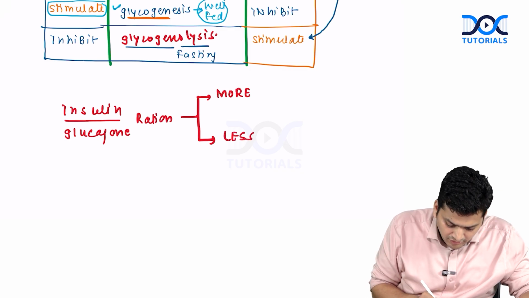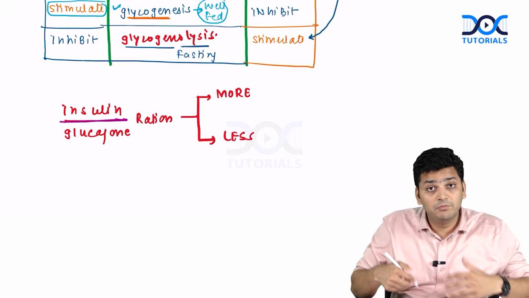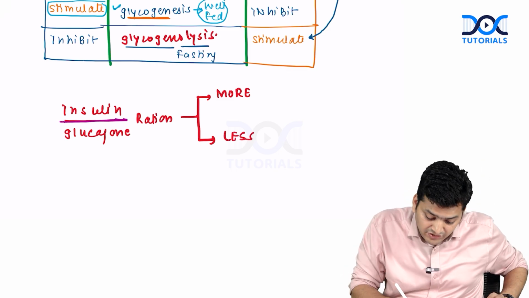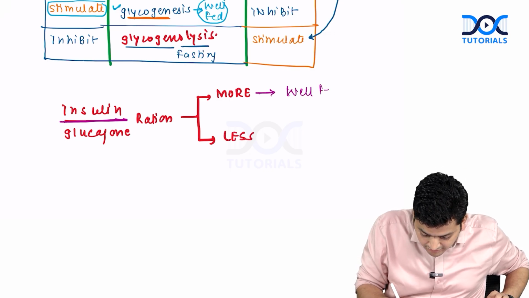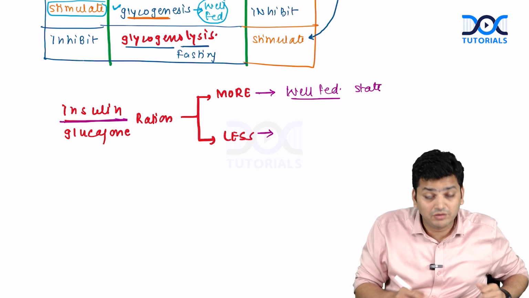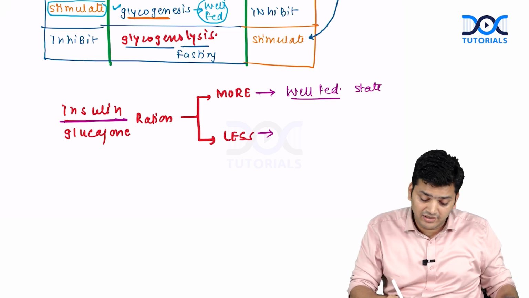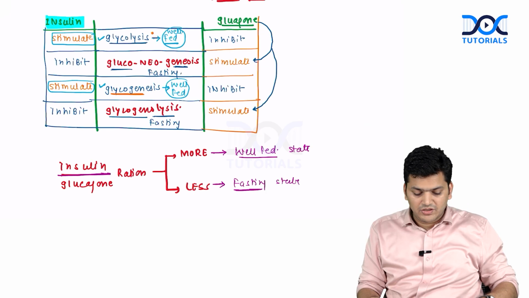That will depend on the amount of the insulin. Can you tell me that? The insulin glucagon ratio will be more, meaning insulin is more. In which state? In the well-fed state. When you have just taken the meal, in the well-fed state, this ratio will be more. And this ratio will be less, meaning the insulin will be less, when you are in the fasting state. So they ask these questions.